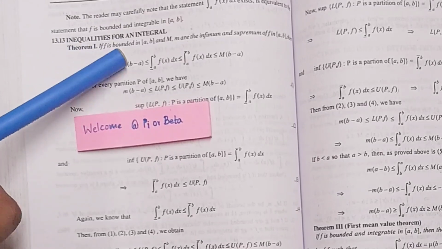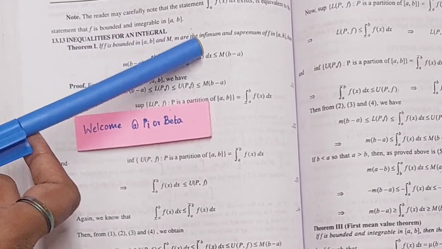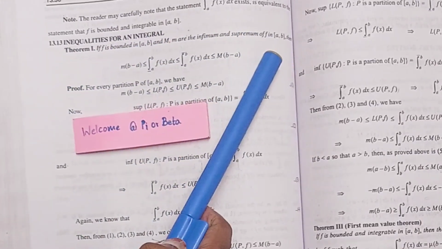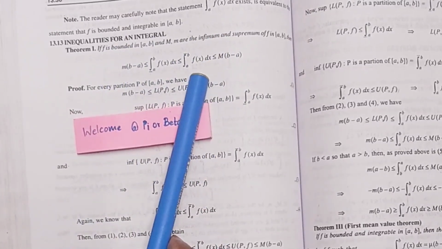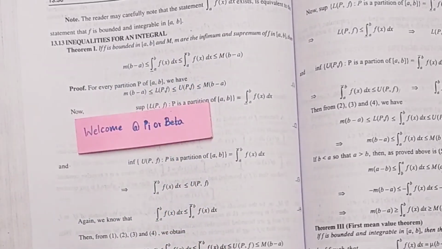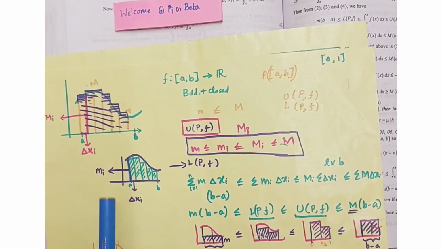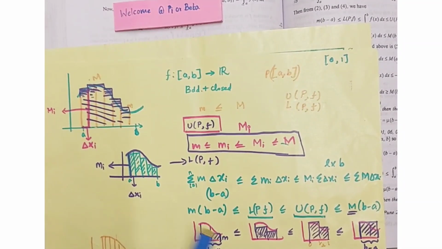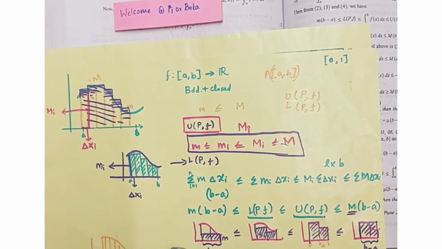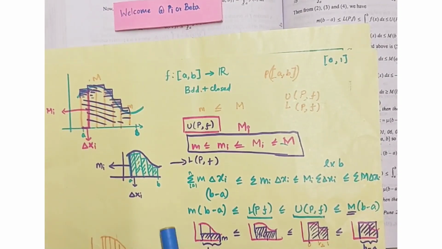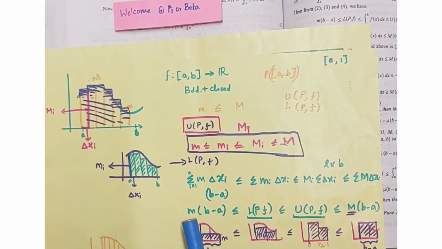If f is bounded in this interval, capital M and small m are the supremum and infimum of f in that interval, then this relation holds. We already saw this in part 1 of this video. I'll just show you. This is what I have done in part 1 of this video, where you can understand this Riemann integrability graphically. Where you have come across this point, where m times b minus a is less than or equal to the lower sum, which is less than or equal to the upper sum, which is less than or equal to capital M times b minus a, and we have all these things.